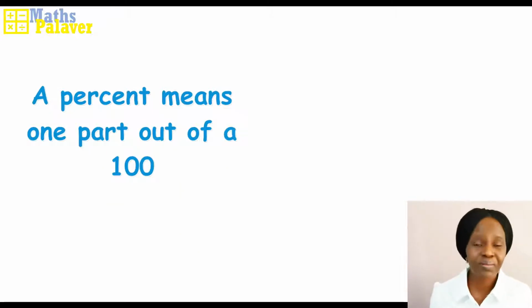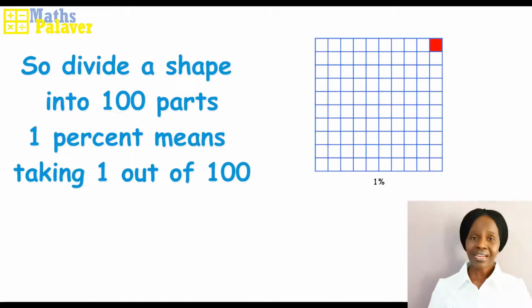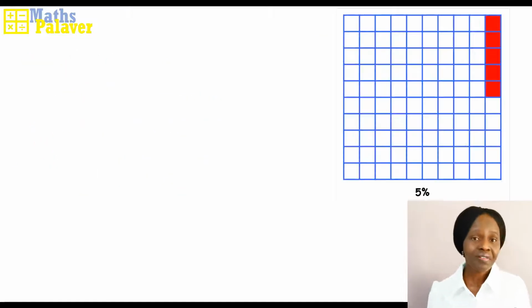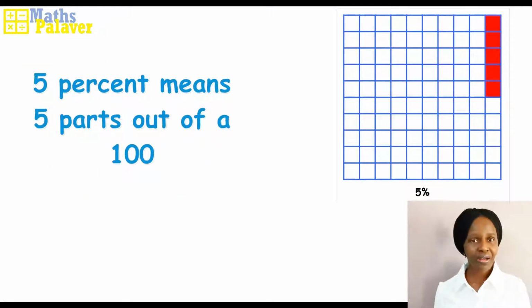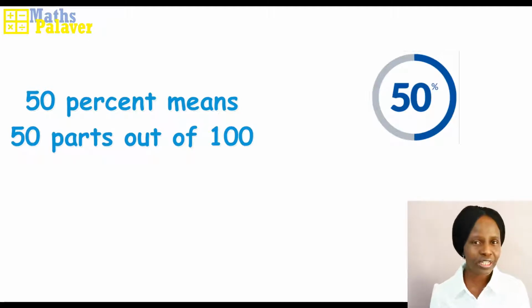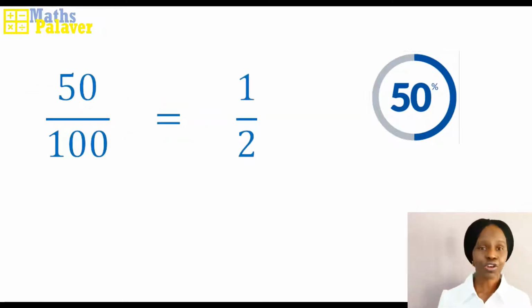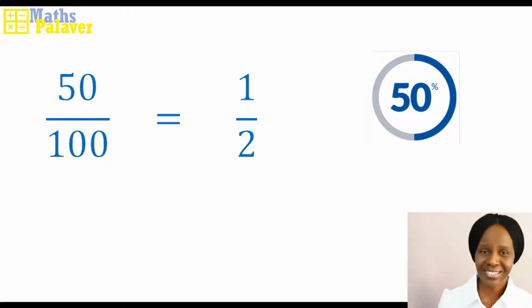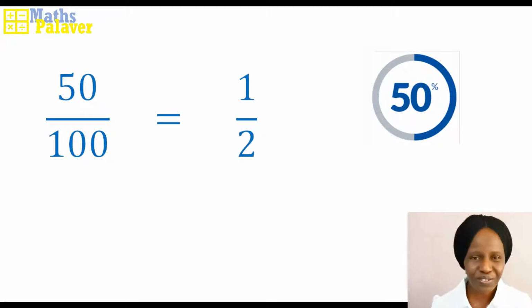A percent simply means one part out of 100. So if I divide an amount into 100 parts, 1% means one part out of that 100, 5% means 5 parts out of that 100, and 50% means 50 parts out of that 100. When you take 50 parts out of 100, that gives you a very common fraction. Do you remember what it is? It's a half. 50% is the same as 1/2.